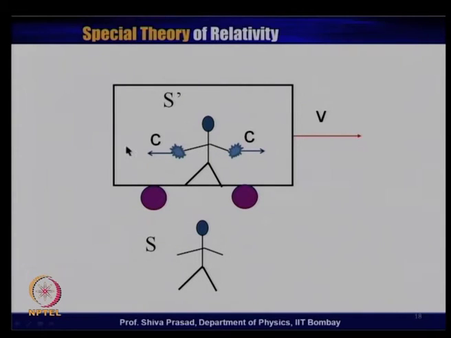Light is also being emitted towards the back direction, opposite to the motion of the train, and this I am calling the back wall. My event number 1 was the light pulse reaching here, event number 2 the light pulse reaching here, which we had agreed are simultaneous in the S prime frame of reference. Now my question is: what will be the time interval between these two events as observed by an observer S standing on the ground?